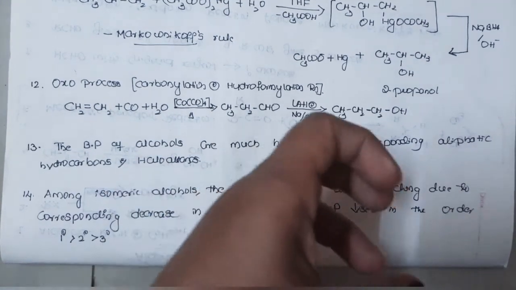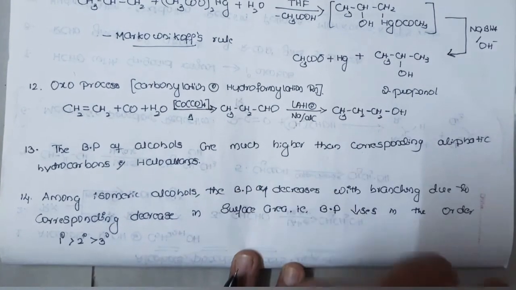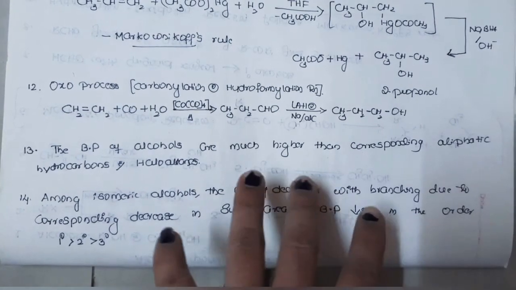Now, some of the physical properties: the boiling points of alcohols are much higher than the corresponding aliphatic hydrocarbons and the haloalkanes.